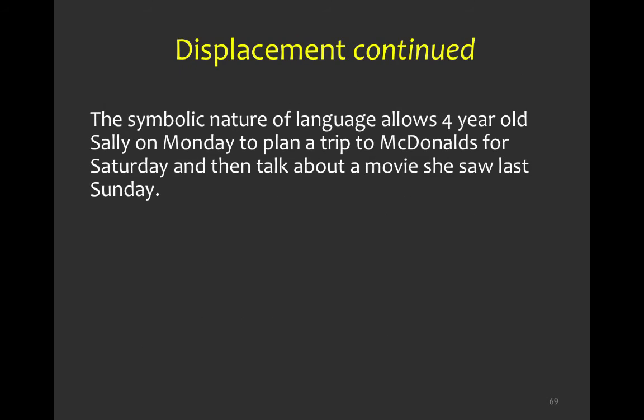So this actually is an important cognitive development for the young child. And so the symbolic nature of language allows 4-year-old Sally, who already has the symbols and the rules in her brain, on Monday to plan a trip to McDonald's on Saturday and then talk about a movie she saw last Sunday.